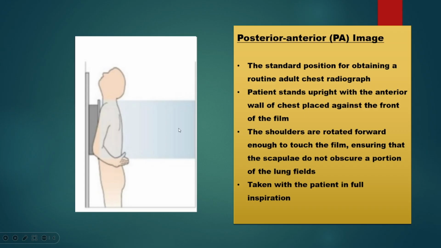Here is how the posterior anterior chest X-ray is taken. The X-ray beam travels from posterior body to the anterior body. The patient is standing and the anterior chest is placed against the front of the X-ray film, and then the shoulders are rotated so the scapulae are widely apart and taken in the full inspiration.